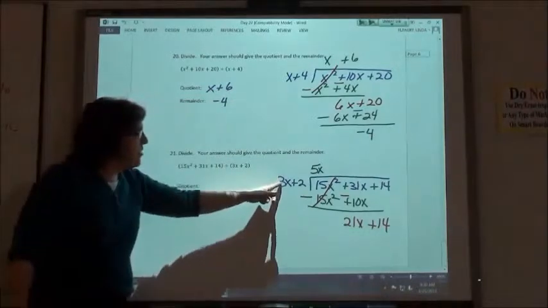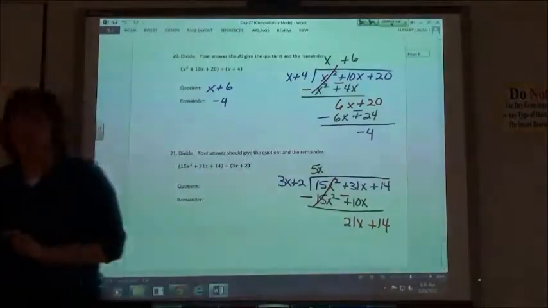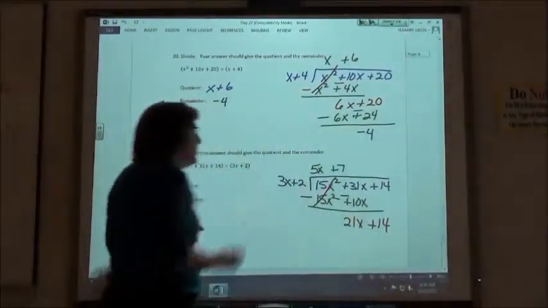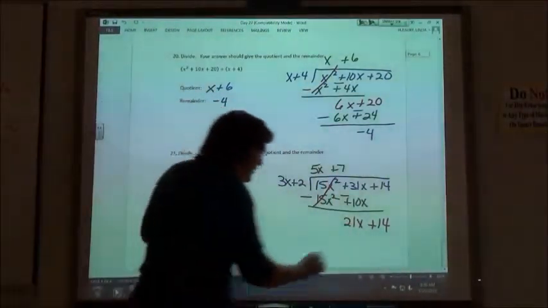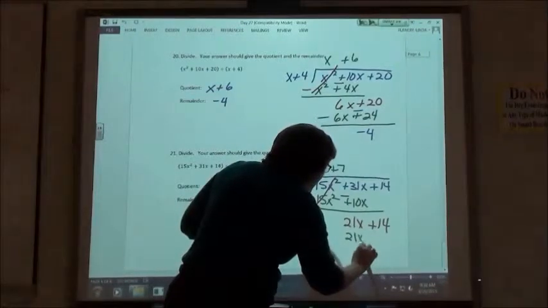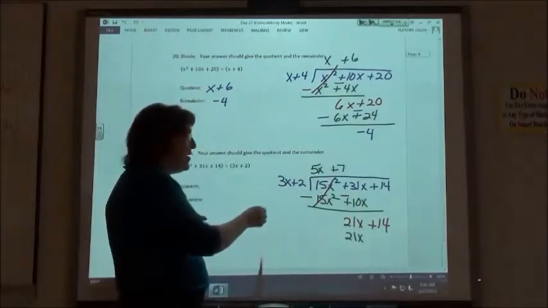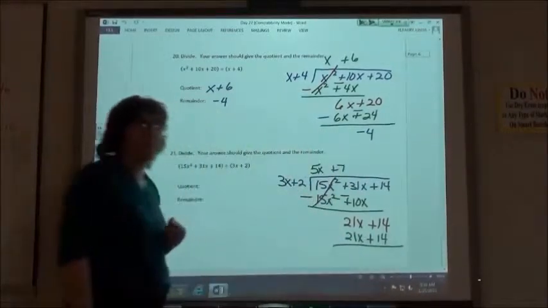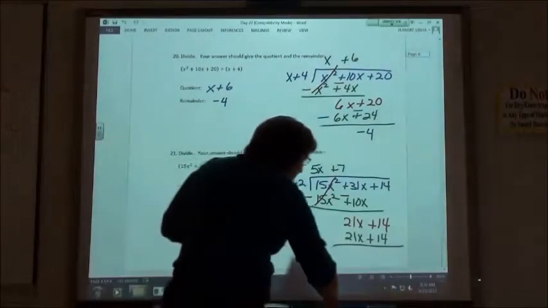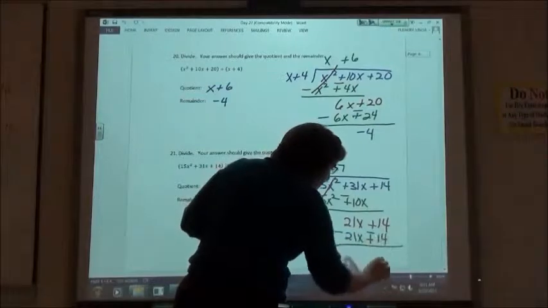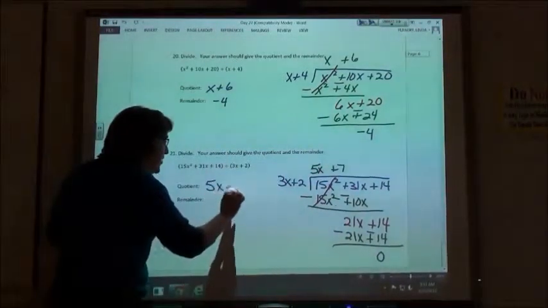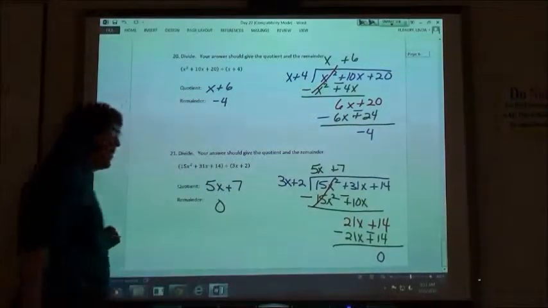So what times my 3x would give me 21x? A positive 7. If I multiply that out, I would get 21x plus 14, right? And then I have to subtract, so my remainder is 0. So my quotient is 5x plus 7. This time I get a remainder of 0.